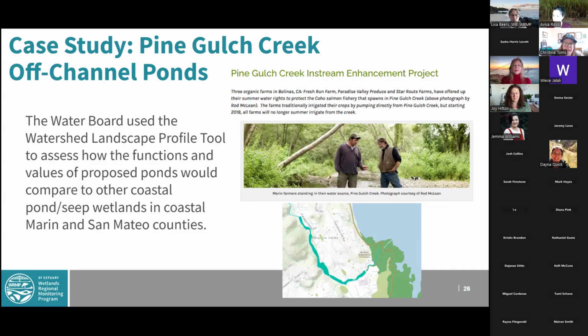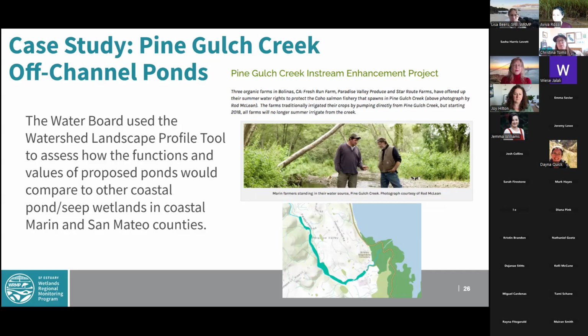So the RCD and the local farmers and the Water Board and a number of regulators, CDFW, a number of partners worked to develop a strategy to develop off-channel storage ponds for these farmers so that they could divert water from Pine Gulch Creek during the winter high flow season, fill their ponds, and then use the water from those ponds to irrigate their farm fields during the summer. And then they gave up their riparian rights. They gave up their summer diversions from Pine Gulch Creek. This has been terrifically successful, and we've actually seen some recovery of coho in Pine Gulch Creek.